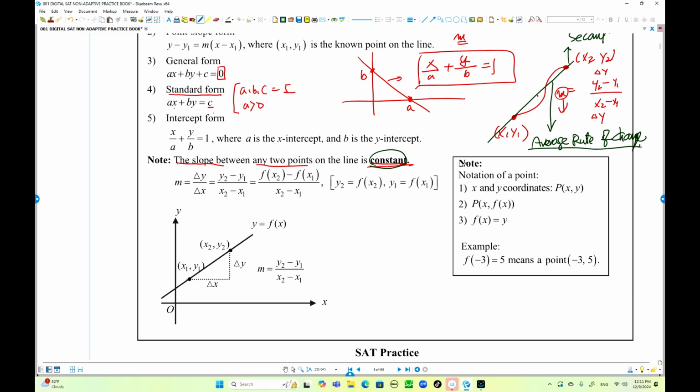There are several notations over here. The point, x and y coordinate, we can use this one. This is the point. Usually a point uses a capital letter, okay? P with x and y. Also, instead of y we can write f of x, same thing, right? Replace y with f of x. Remember this one, okay? And sometimes we also use f of x equals y, that means if the x coordinate is x, the y coordinate is y, right? Same thing. Example, if we have f of 3 equals 5, that indicates a point, 3 and 5, okay?